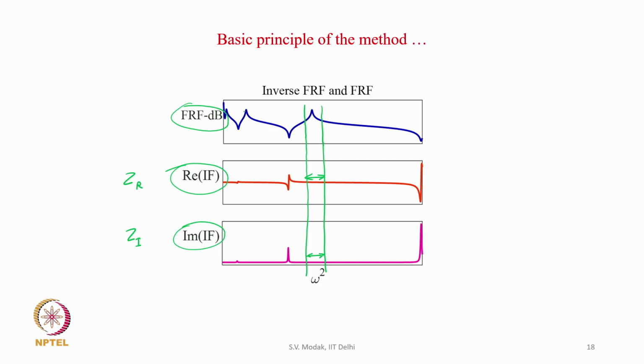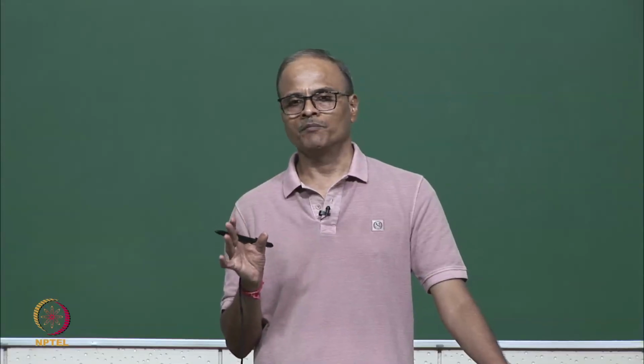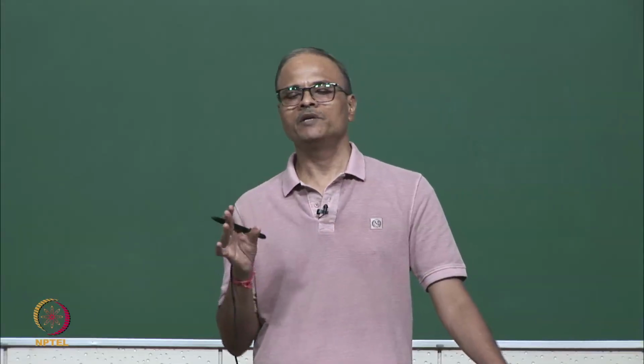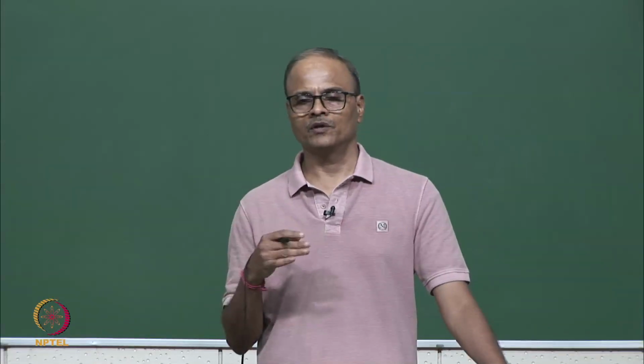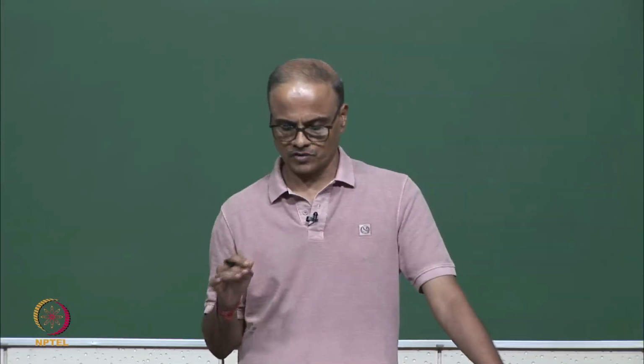Similarly, if we look at a narrow frequency band around, let us say, the second peak, the same thing can be said in this range. So, this plot of ZR versus omega square and ZI versus omega square is again approximated as straight lines in these regions. So, this is the principle of the line fit method: in a narrow frequency band around the resonant peaks, the plots of the inverse FRFs can be approximated as straight lines, and from those fits we can determine the values of the modal constants.